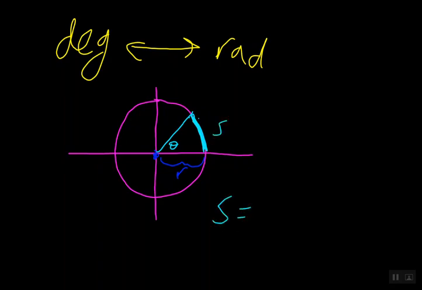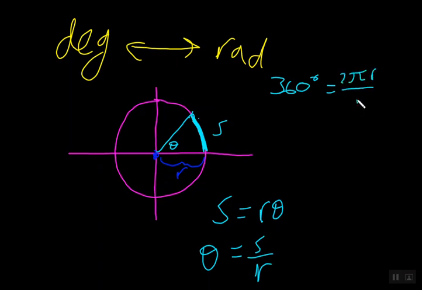And s is the arc length, and this is equal to r times theta. And the way this works is if theta is measured in radians. So theta is the arc length over the radius. And so we know that for a full circle, 360 degrees, s is 2 pi r over r, because that's the arc length of the whole circle. 2 pi r over r is just 2 pi.